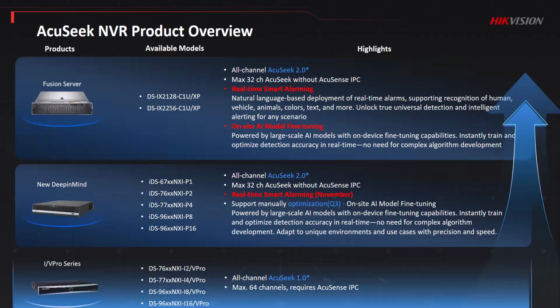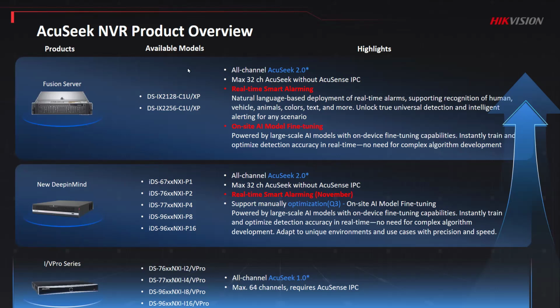Now on the HikSeek side, like I said, you would need an IV Pro Series NVR to be able to do HikSeek. You can see at the bottom here, the first server that's out is a DS76, not IDS. It has HikSeek version 1 and can do 64 channels, but you need to have the HikSense camera. Then one up is the new DeepInMind, which is the IDS series from 67 to 96. It has HikSeek version 2 on it, and max channels is 32 with HikSeek and no HikSense required. Okay, so that's the one you really want in case you don't have that HikSense camera.